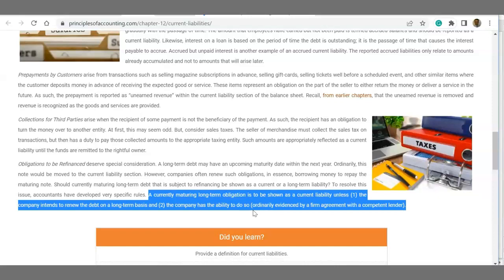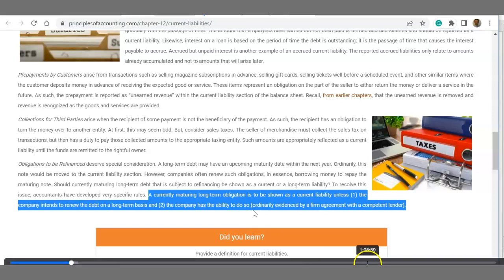And if you are a publicly traded company, the auditor wants to see that. Auditor says, okay, this is the long-term liability, the maturity date is within the next 12 months. Why don't you move this to the current liability section? You say, first, our intention in this company is to refinance this liability again to another, let's say, 5 years loan or something.